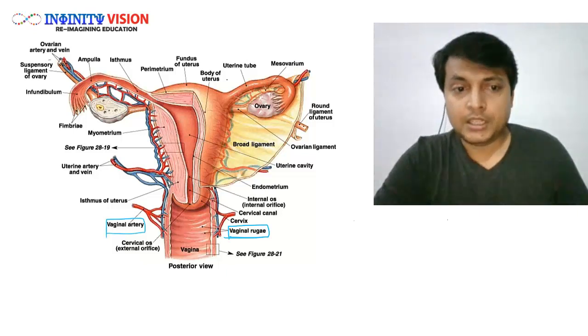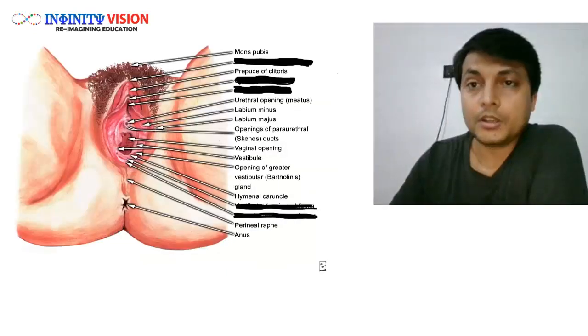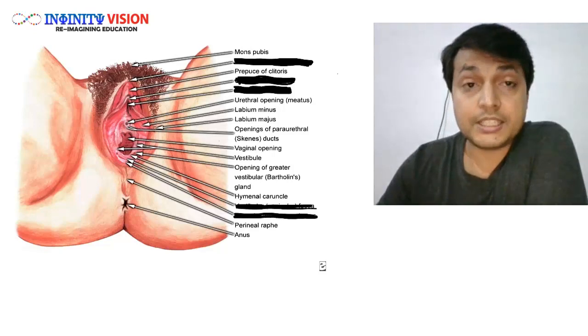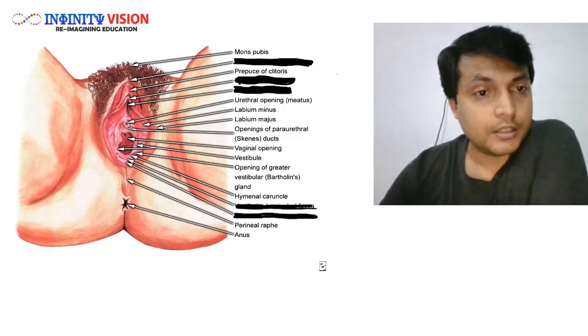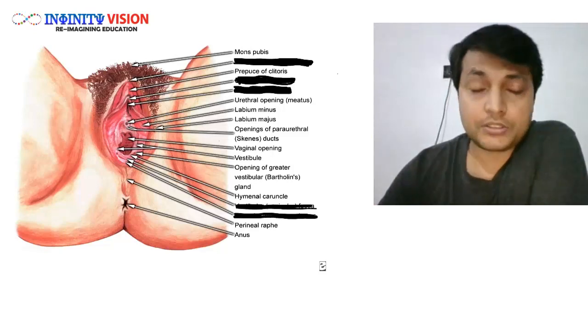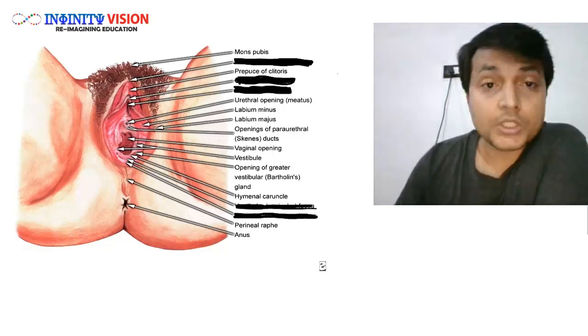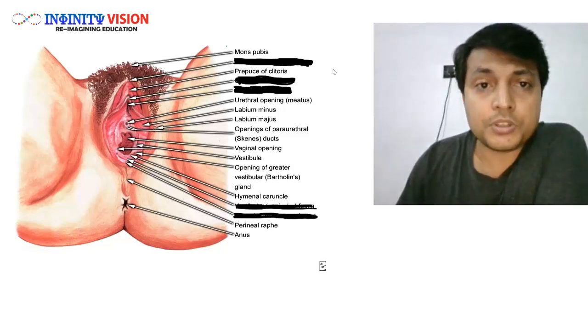Now let's move on and see the external genitalia. Coming to the external genitalia, this picture shows you the elaborate structures of the external genitalia of the human female. The very first structure that we can see here is the mons pubis.